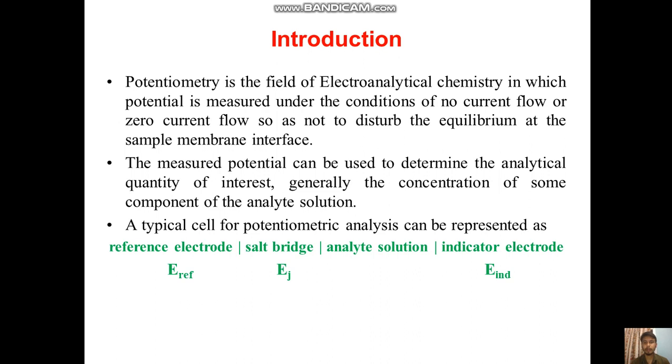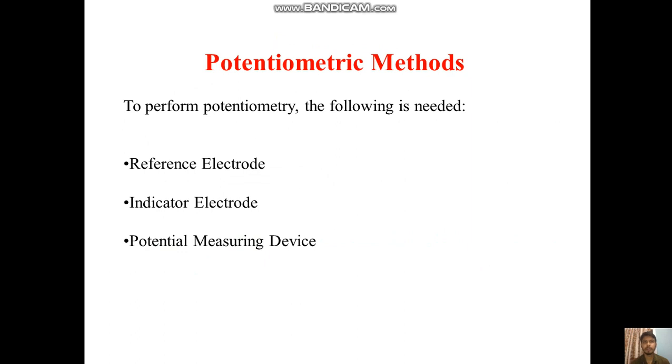The measured potential can be used to determine the analytical quantity of interest, generally the concentration of some component of the analyte solution. A typical cell for potentiometric analysis can be represented as a reference electrode, salt bridge, analyte solution, indicator electrode. Reference electrode, you can see, indicates the E_ref, salt bridge, and indicator electrode is E_ind.